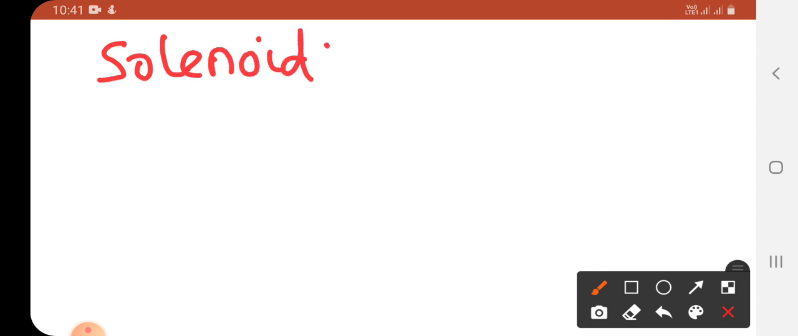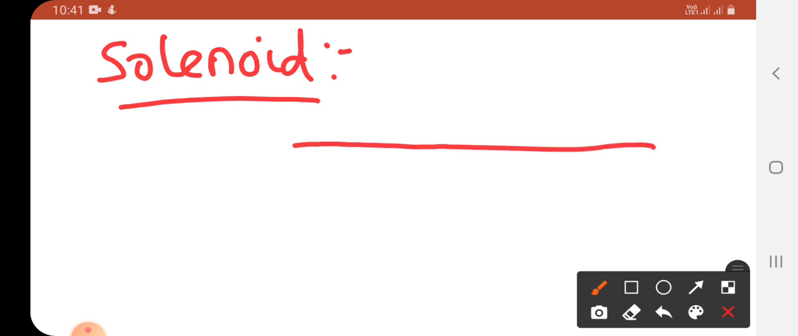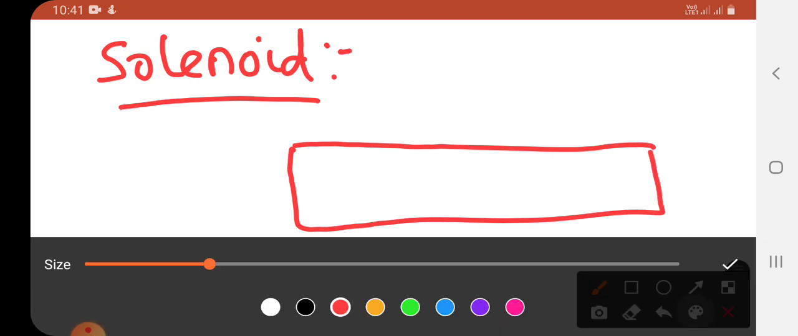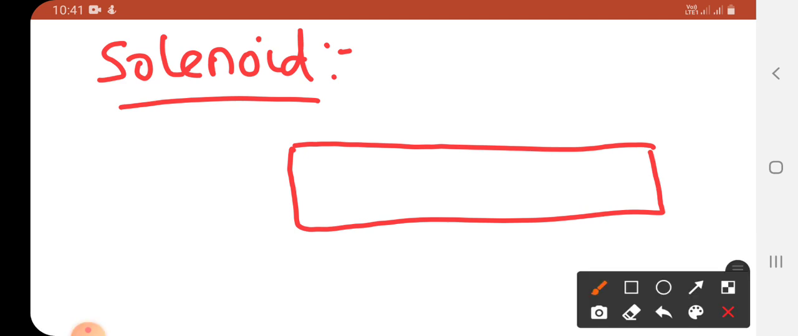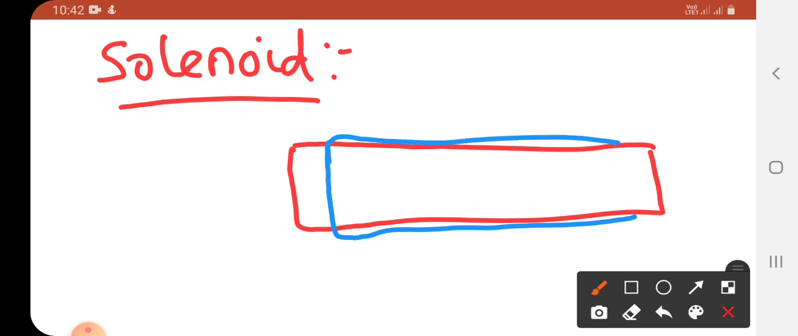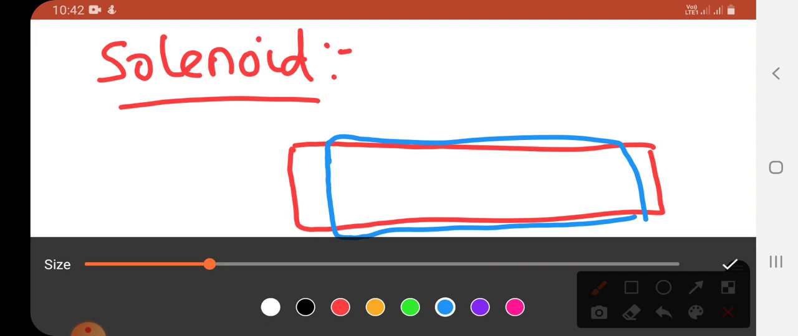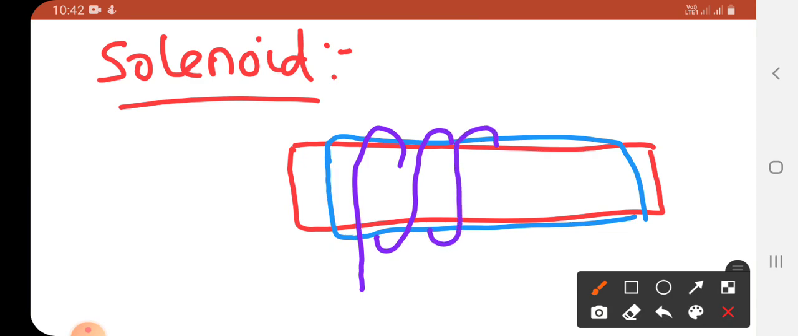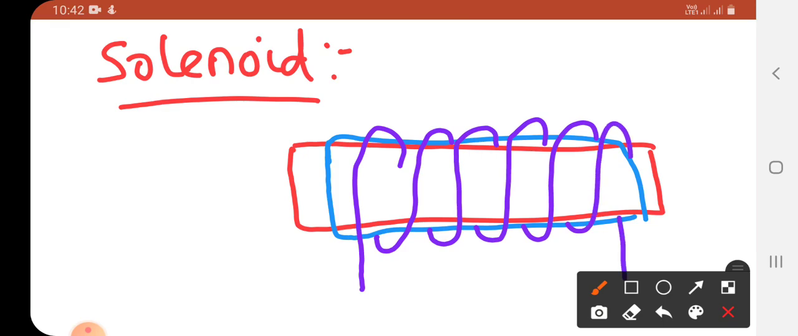Solenoid in the sense, suppose for example, if I take one rod like this, it is an iron rod and it is coated with some paper, that is, insulation is provided. And on this, when I wind many number of turns like this, then it becomes the solenoid.